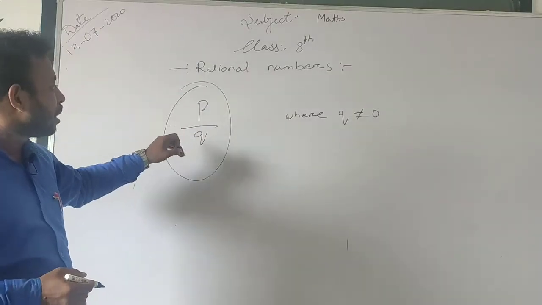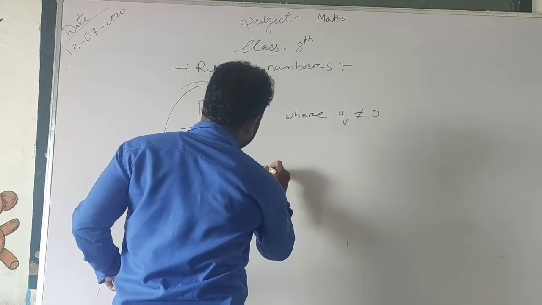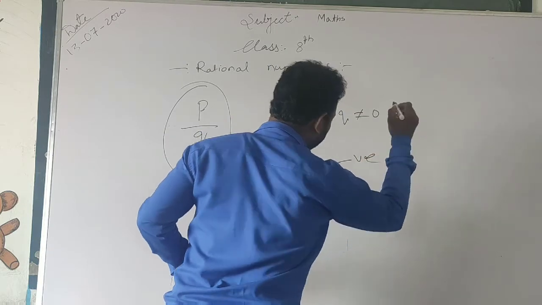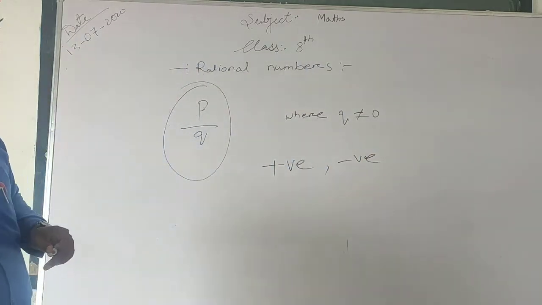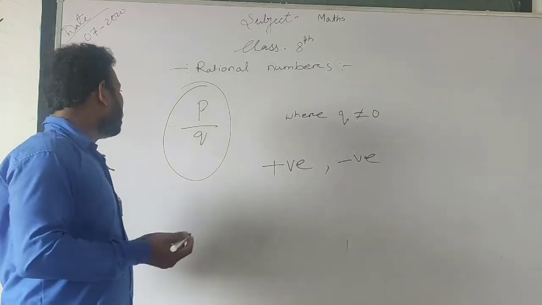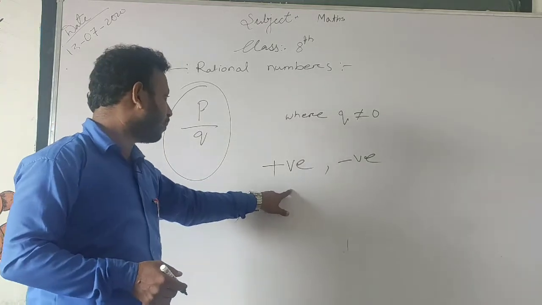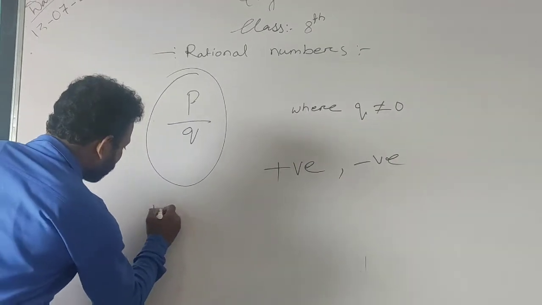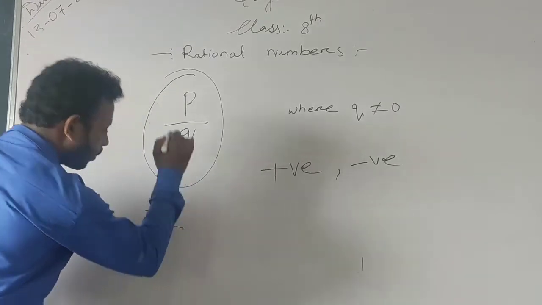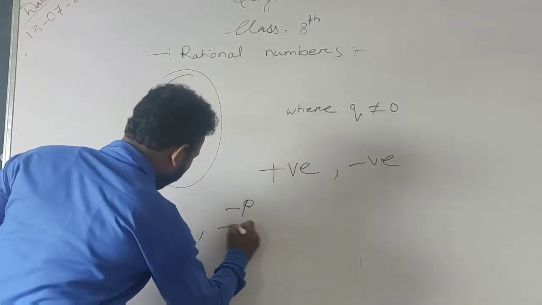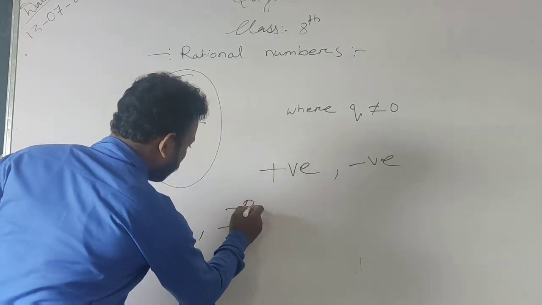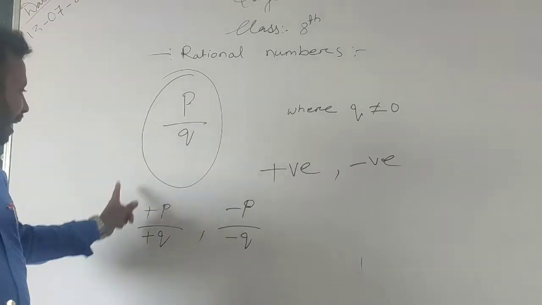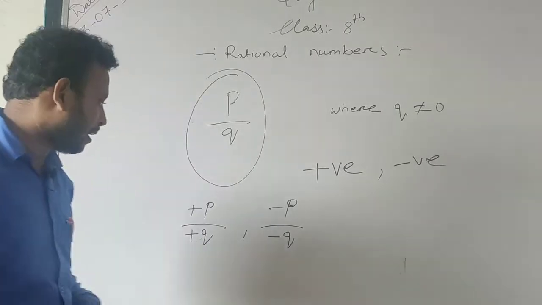A rational number can be positive or negative. When we say P by Q is a positive rational number, that time P and Q have the same sign. Either plus P by plus Q or minus P by minus Q. When P and Q have the same sign, that rational number is called a positive rational number.